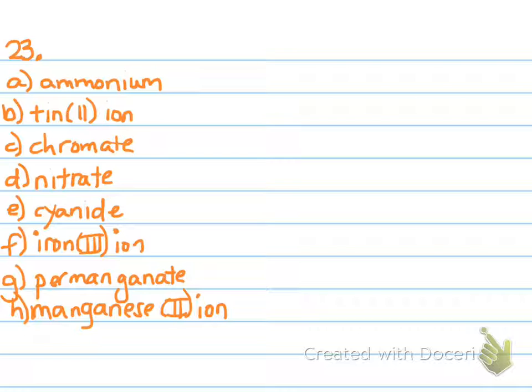Question 23, write the formula including charge for each ion. Letter A, ammonium. That's one you have memorized. That's on your 10 polyatomic ions to memorize. Ammonium is NH4 with a charge of +1. Tin 2 ion. Remember, this Roman numeral is telling me the charge on this tin. So tin symbol is Sn, and its charge would be +2.